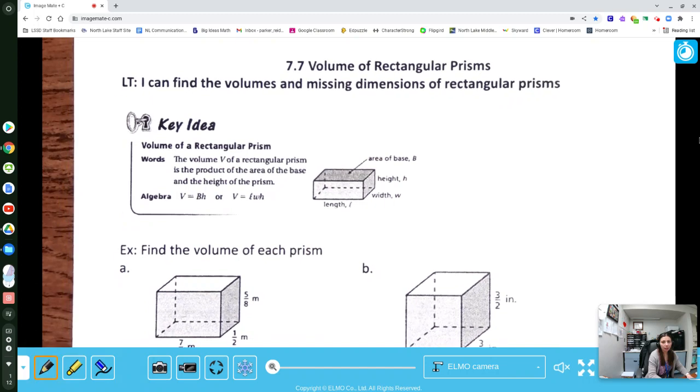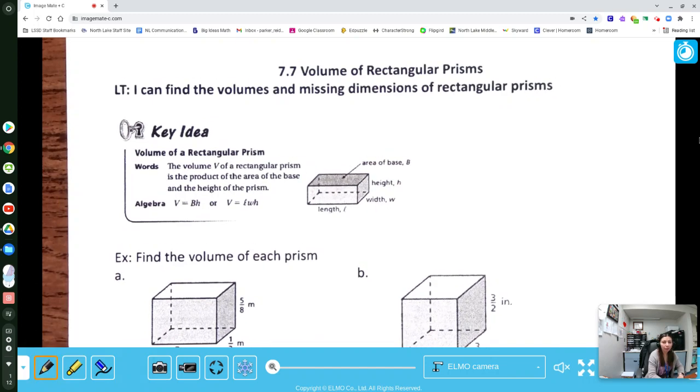Hey students, in this video we're going to cover section 7.7, which is about volume of rectangular prisms. And today our learning target is I can find the volumes and missing dimensions of rectangular prisms. So first let's talk about how do you even find the volume of a rectangular prism?